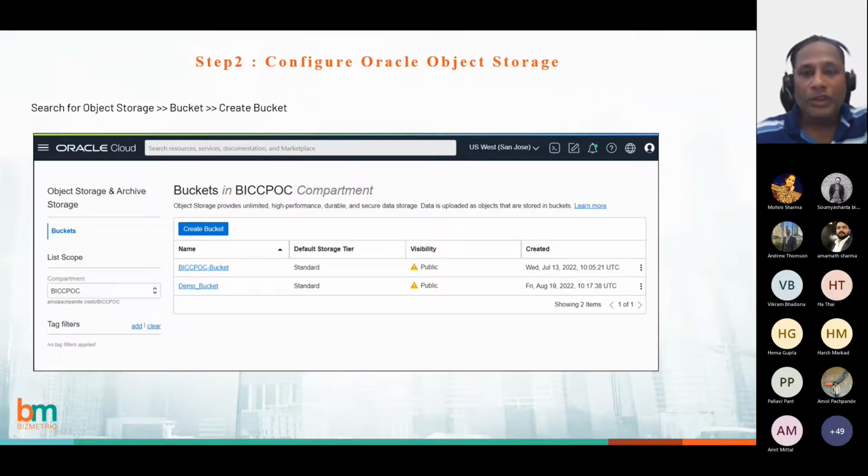Step 2, configure Oracle object storage. Once we have created our Oracle account and brought up the ODI instance, we have to create the OCI bucket. This bucket is used to store the files. Once we create the connections and fetch the data from Oracle Fusion ERP, it pulls the data and loads it into a file in CSV format, which will be stored in the OCI buckets. Then from those buckets, ODI will read the data and load it into the data warehouse. So the buckets need to be created in the OCI account.